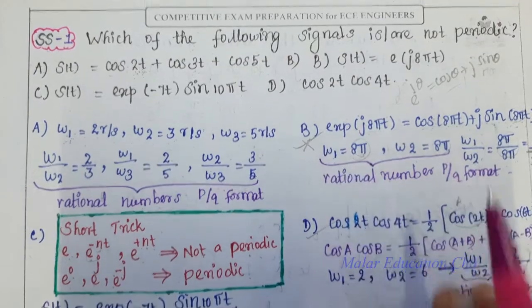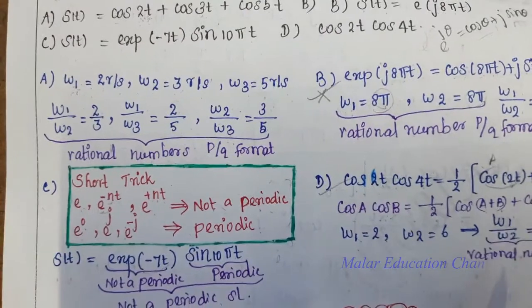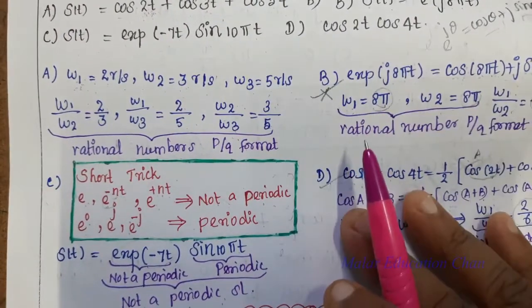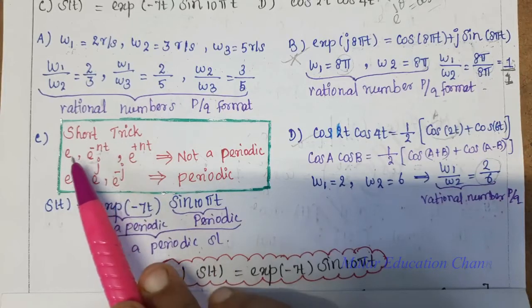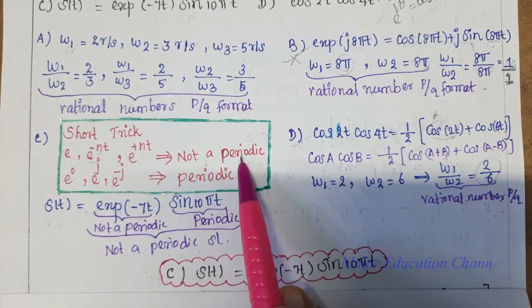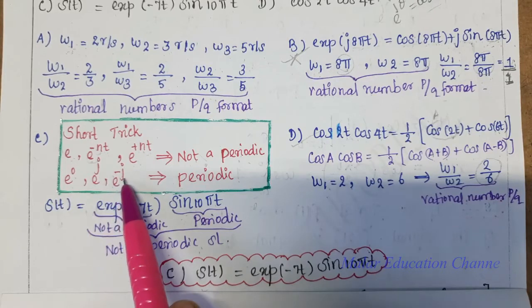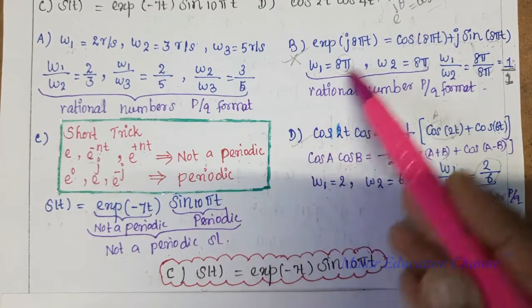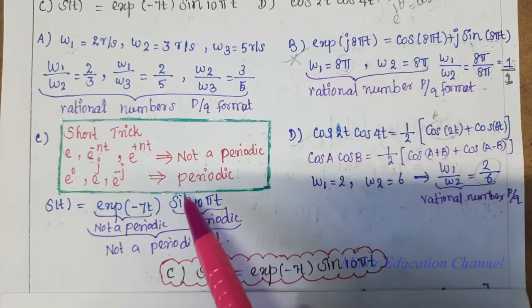Move to the third one. Before seeing the third option, let me discuss a few important points related to periodic signals. A short trick: e power minus nt and e power plus nt, where n means a number, are not periodic signals. And e power 0, e power j term and e power minus j term are always periodic signals.